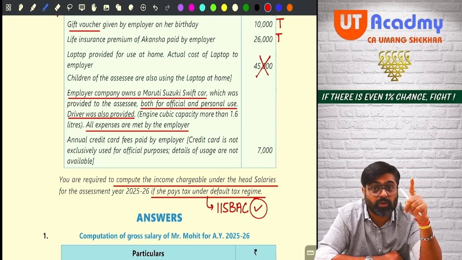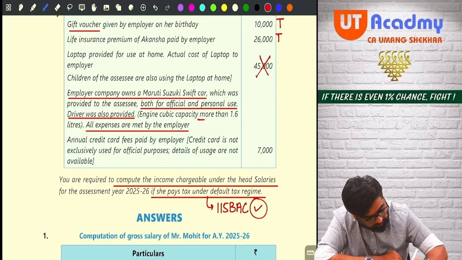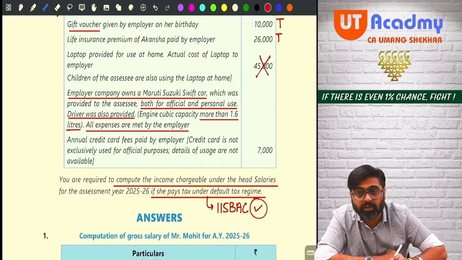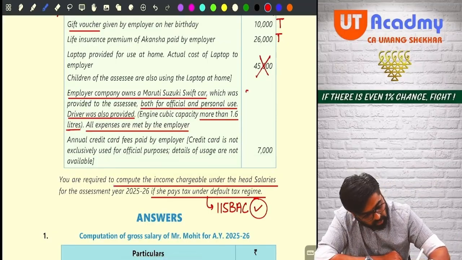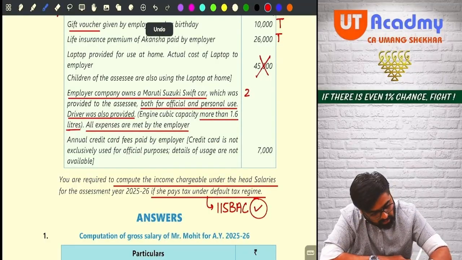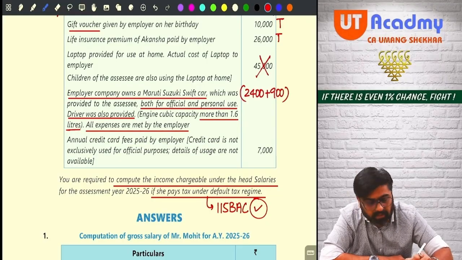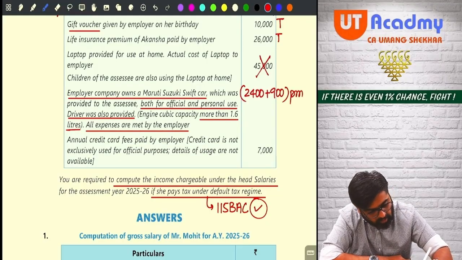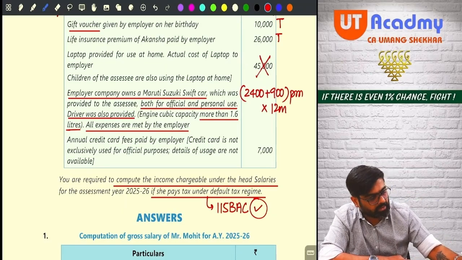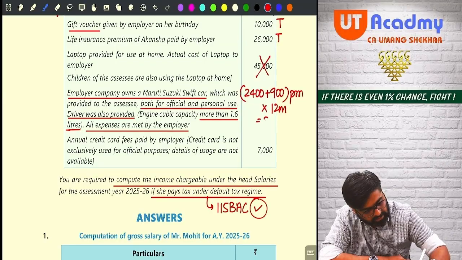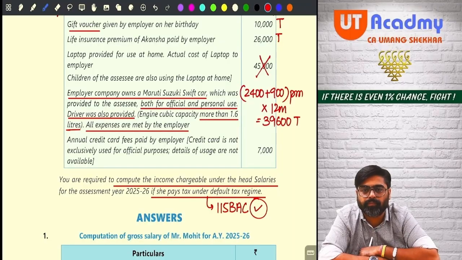What will I tax? I will tax 2,400 because the engine capacity of the car is more than 1.6 liters, meaning more than 1600 cc. Getting my point? So how much will I tax? I will tax 2,400. Yes or no? Plus I will add 900 also. This is my per month amount. Multiplied by how many months the car was given? Nothing mentioned. I will assume that it is given for the full year. So the amount will be 3,300 into 12, which is 39,600. And guys, this 39,600 will be the taxable value of the perquisite.